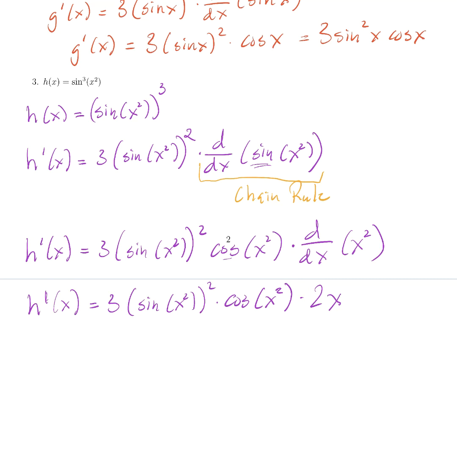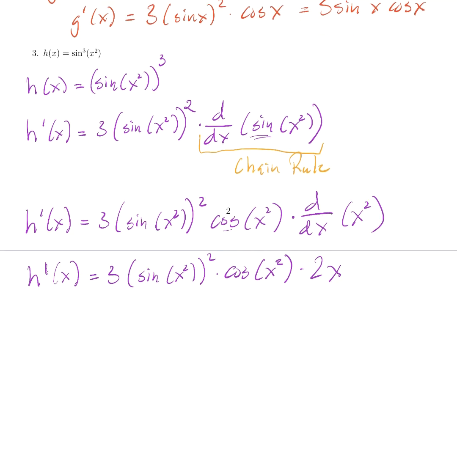So there was a chain rule inside of a chain rule. We can rewrite this thing, though we don't have to. The 3 and the 2x make 6x. This term is sine squared of x squared, and cosine of x squared.